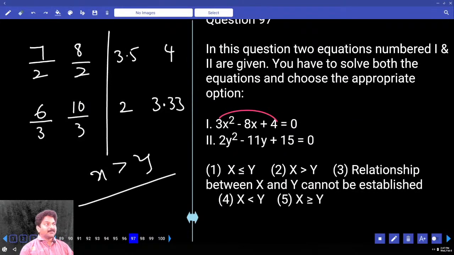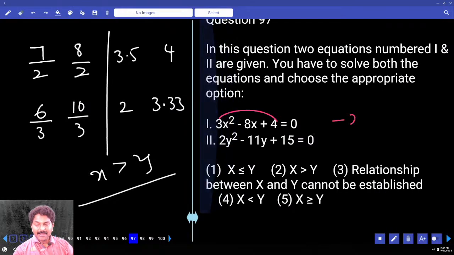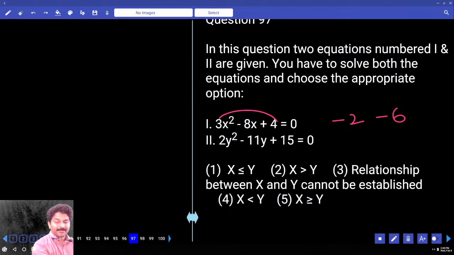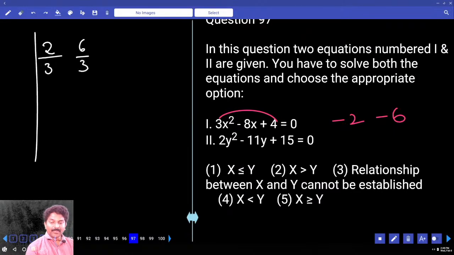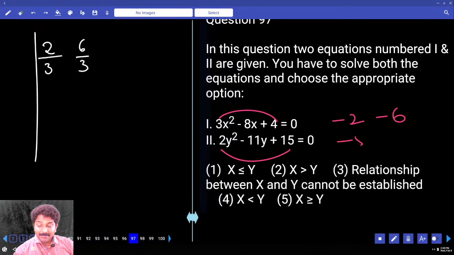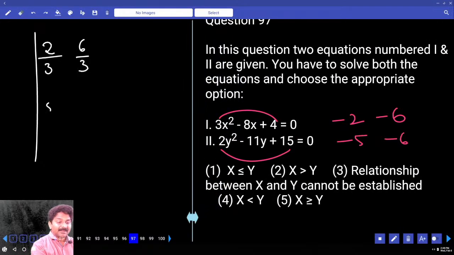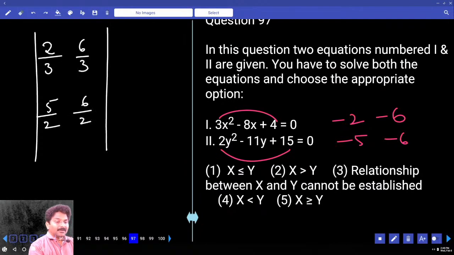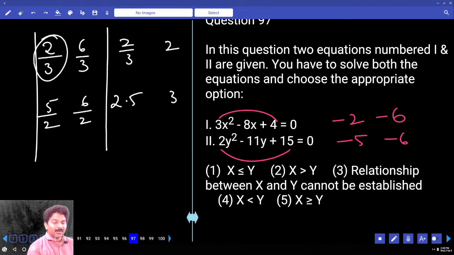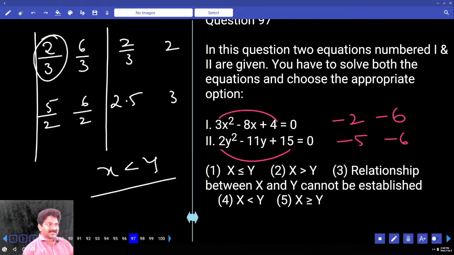Product must be 12. Sum must be minus 8. Minus 2, minus 6 is the combination, correct? Factors are plus 2, plus 6 divided by 3. Product must be 30. Sum must be minus 11. Minus 5, minus 6. Factors are plus 5, plus 6 divided by 2. 2 by 3. This is less than 1. Correct? Let me write it as 2 by 3. 2, 2.5, 3. Whatever it is, x is less than y.